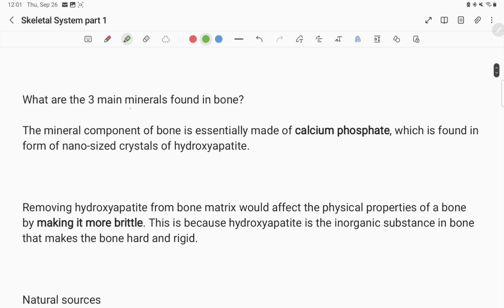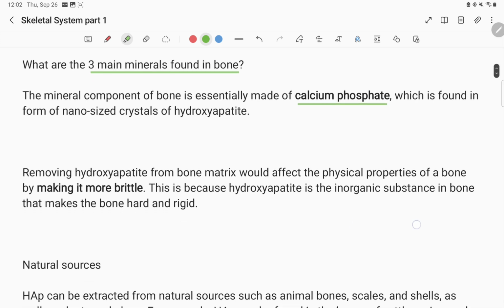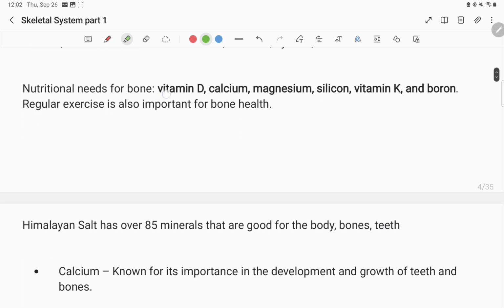Okay, on the mineral part, some of the top minerals that bone has are calcium, and so vitamin D, calcium, and then there's magnesium, silicon, vitamin K, and boron.